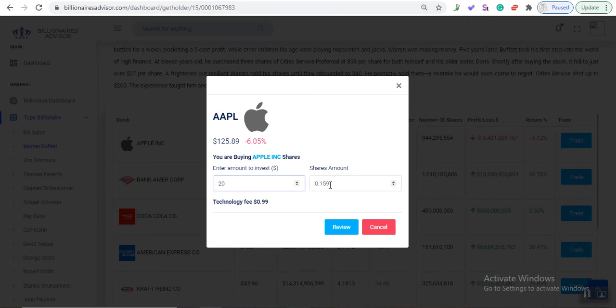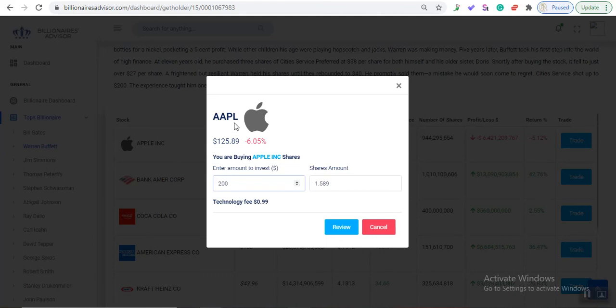You could even go with 200. The platform will calculate the shares for you. 2,000, the platform calculates the shares for you. 20,000, the platform calculates the shares for you. So in this example, we're going to use $200. Out of your $20,000, you're going to put $200 in Apple.